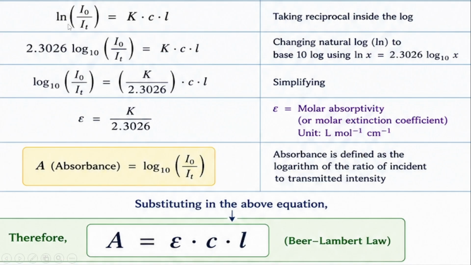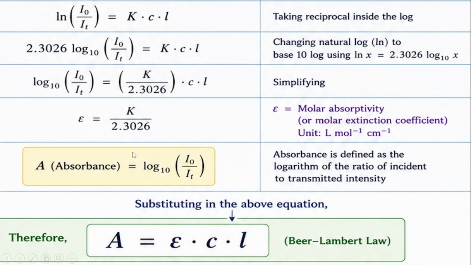And after converting this natural log into log to the base 10, we get 2.3026 log to the base 10 I0 by IT is equal to KCL. When we rearrange the equation and shift this value to the right hand side, we get log to the base 10 I0 by IT equals K divided by 2.3026 dot C dot L. Here, K divided by 2.3026 is nothing but the value of epsilon, that is our proportionality constant, which is nothing but molar absorptivity.